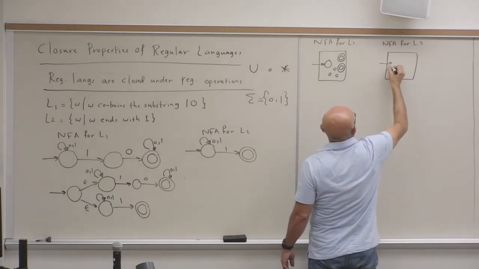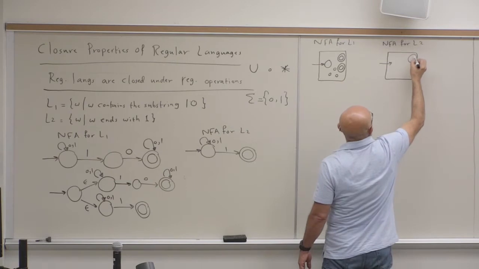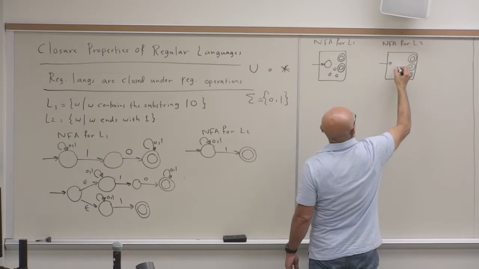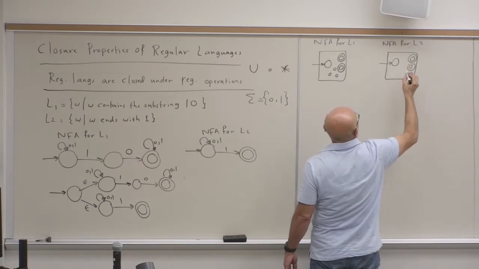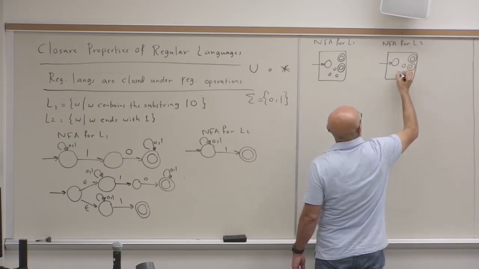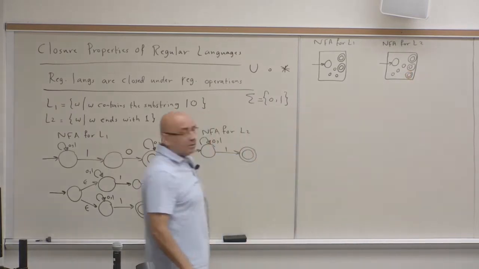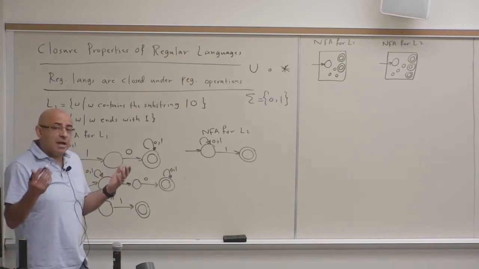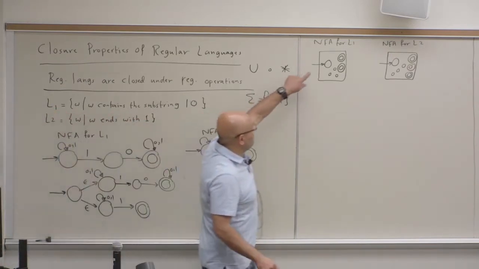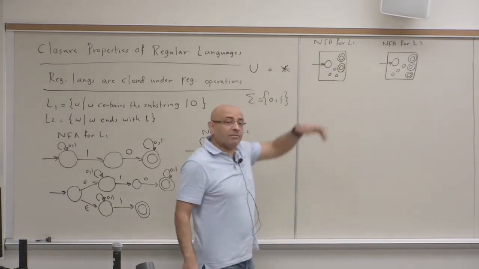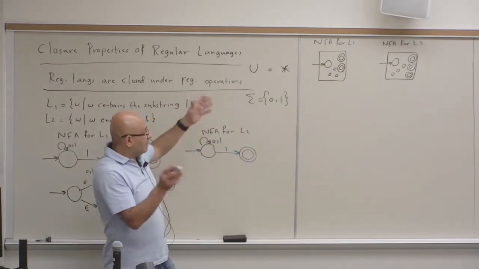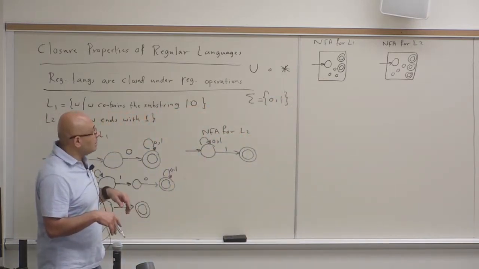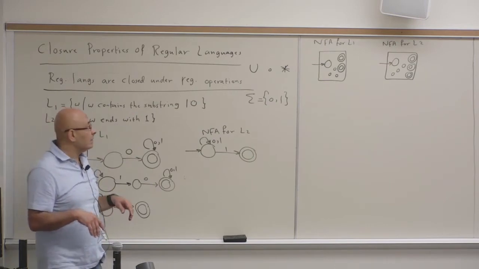I'm going to draw it differently just to distinguish between the two. So I'm going to give it 3 accept states, and it has a start state. And I'm going to put something like this, internal state. So I'm just trying to draw two different general languages. Any NFA will have one start state, and it can have an arbitrary number of accept states, and in the middle it can have an arbitrary number of other states that are neither start nor final.